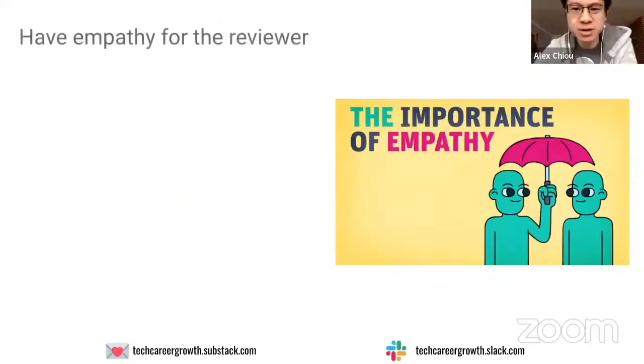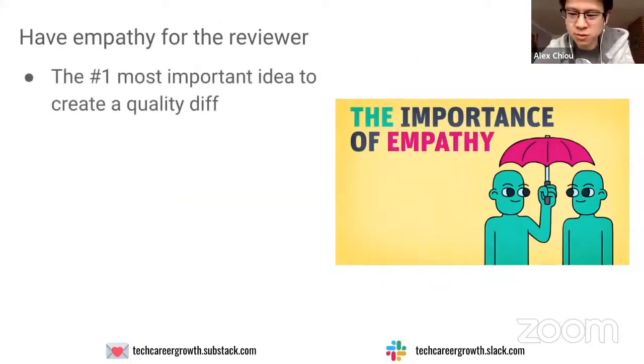So starting off with the first concept when it comes to being the diff author, and this is the most important one in my opinion. If you're gonna forget everything in this presentation except for one thing, make this the one thing that you remember. And if you're an earlier in career engineer, 2 years of experience or less, this is something that you need to start championing now if you haven't already.